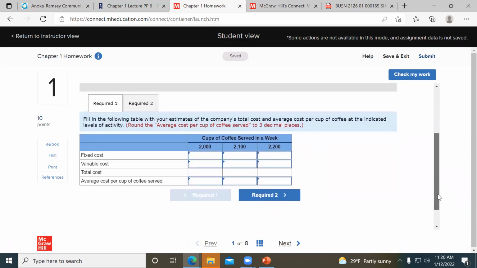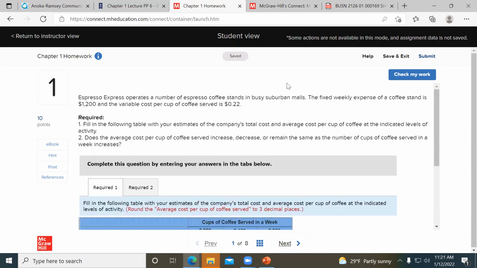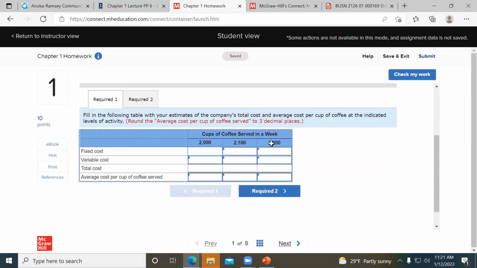So here you see for requirement 1, we've got fixed costs, we've got variable costs, total costs, and average cost per cup of coffee served. What are our fixed costs? $1,200, right? So fixed costs are going to be $1,200 across, no matter how many cups of coffee are served in the relevant range.